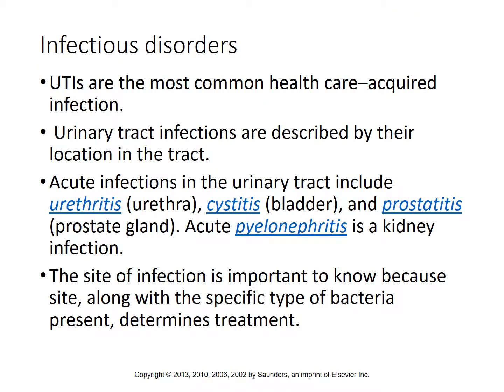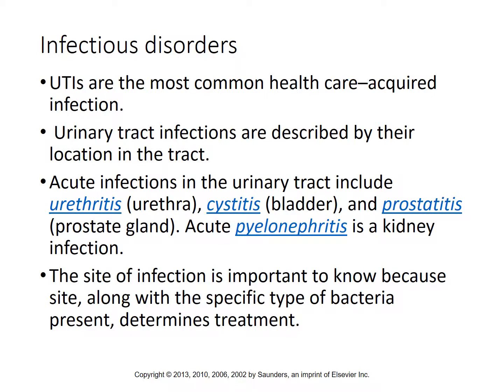UTIs are the most common healthcare acquired infection. UTIs are described by their location in the tract. The infections can happen in the urethra, in the bladder, or in the prostate gland, or in the kidney itself. The respective names are urethritis, cystitis, prostatitis, and lastly, acute pyelonephritis.